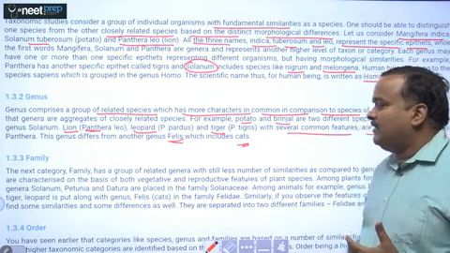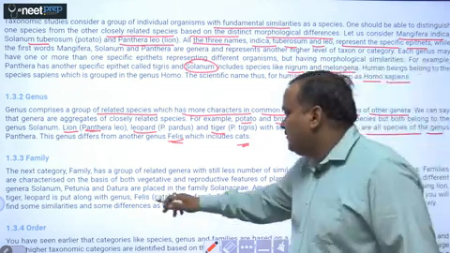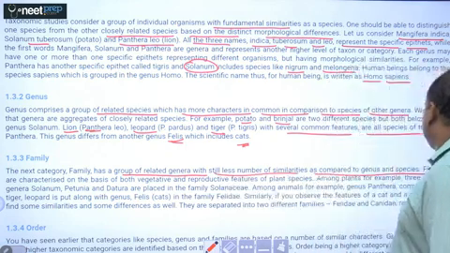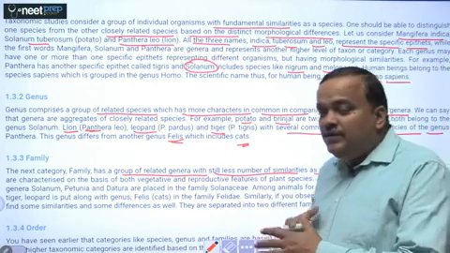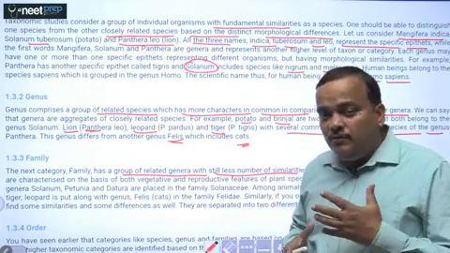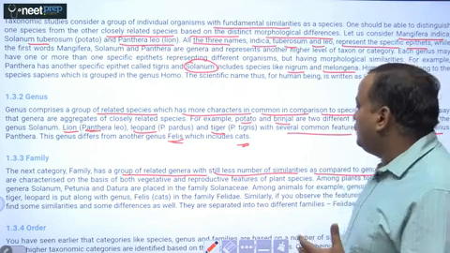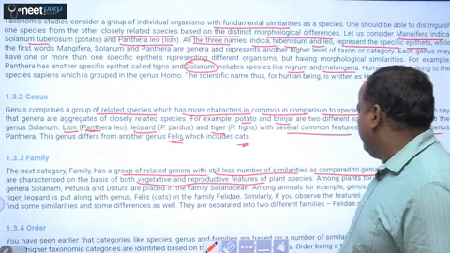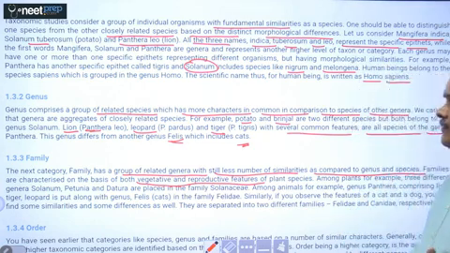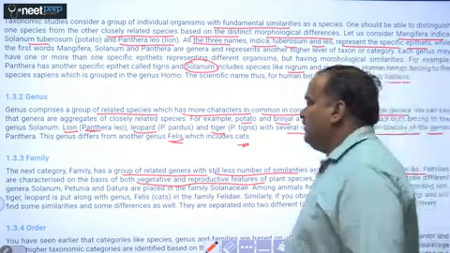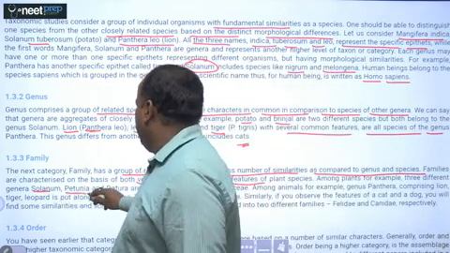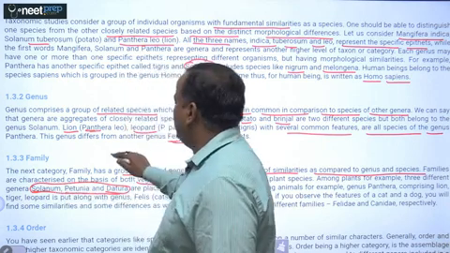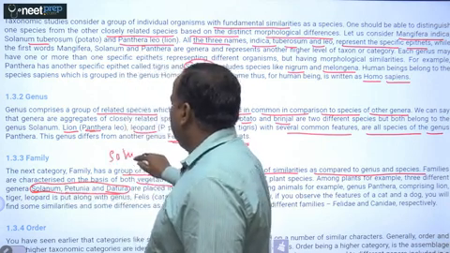The next category in taxonomical hierarchy is family. Family is a group of closely related genera with still fewer similarities as compared to genus and species. If you want to create a family, this is a very important point. If you want to create a family in case of plants, you will use vegetative and reproductive features of the plant. Now, there are examples in plants. For example, Solanum, Petunia and Datura. These are three different genera, but they belong to the same family, that is Solanaceae.